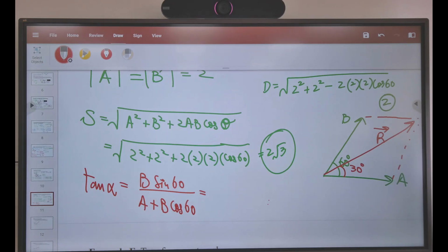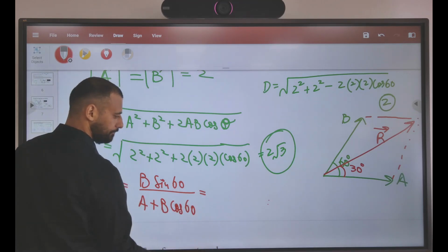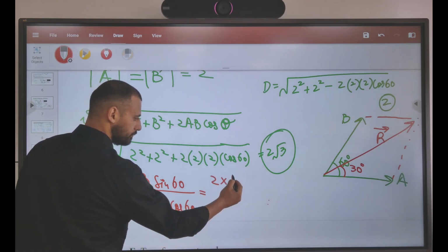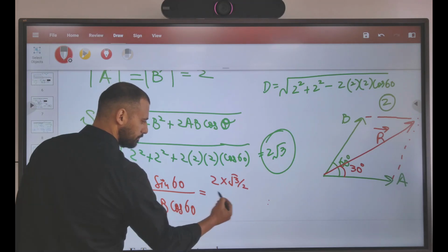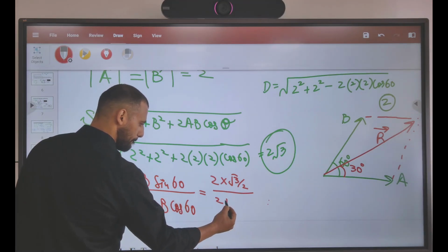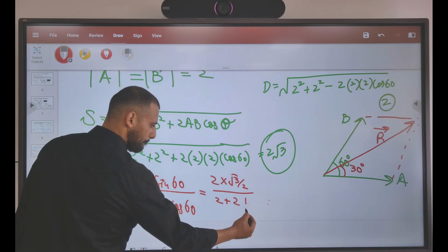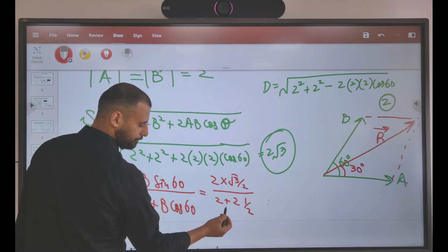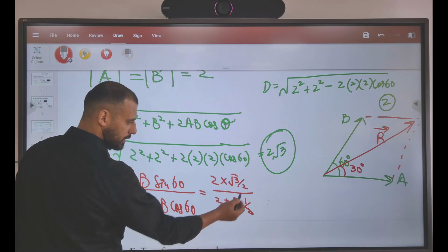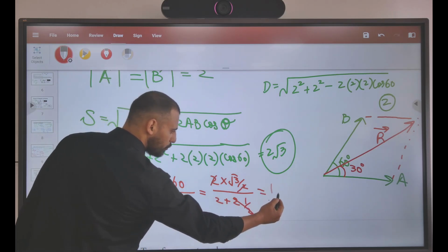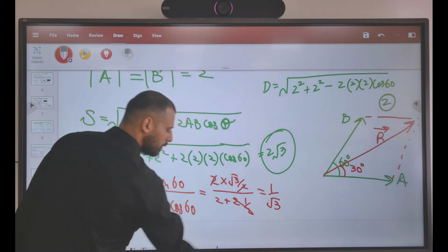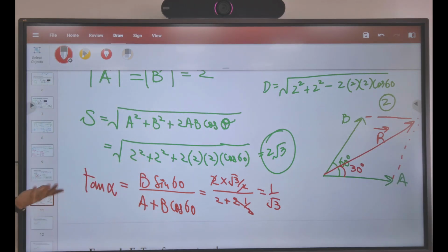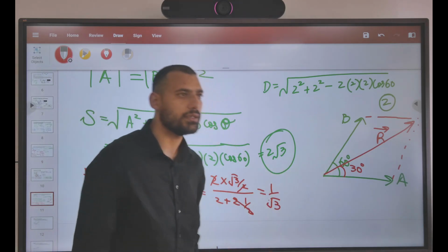So yes, what is the value? This will cancel, so it is 3. This will also cancel, so it is 1 upon root 3, right? So 1 upon root 3, tan of which angle is 1 upon radical 3? It is 30, right? So it confirms 30 degrees.